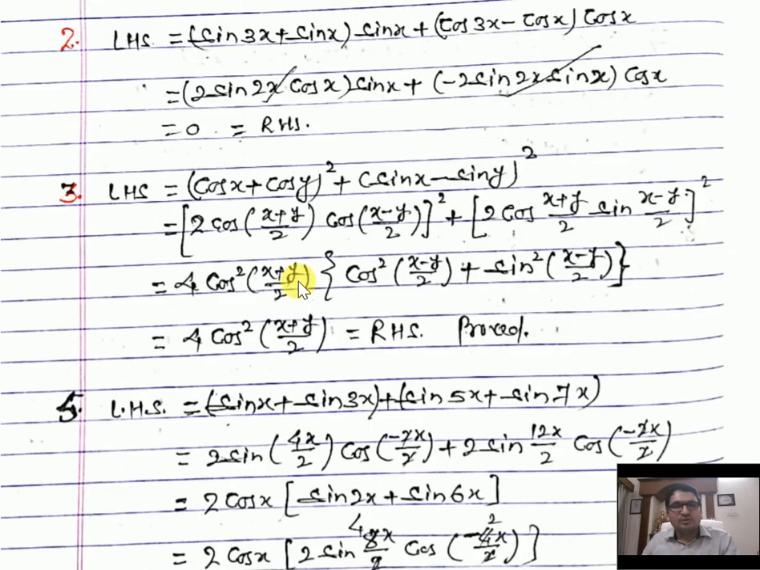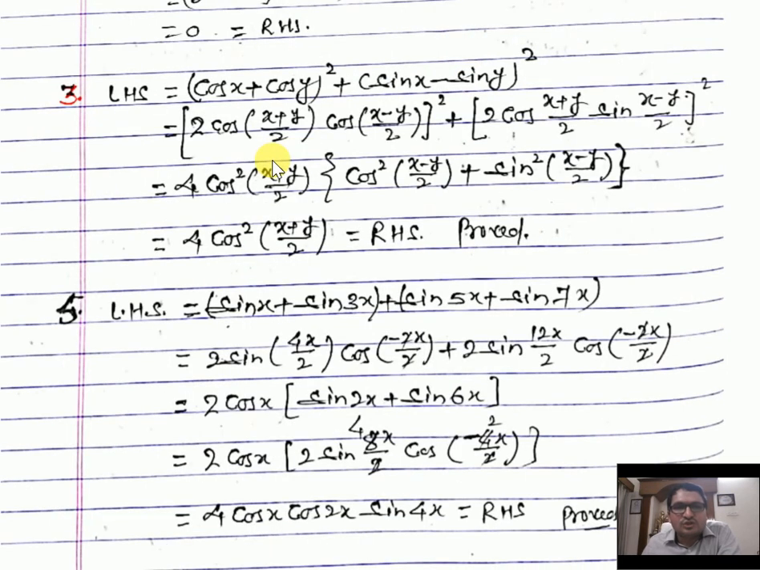Question number 2. Again cos C plus cos D, 2 sin((C plus D)/2). Just after applying the formula, both the terms are the same with opposite sign. So the result will be 0. Question number 3.